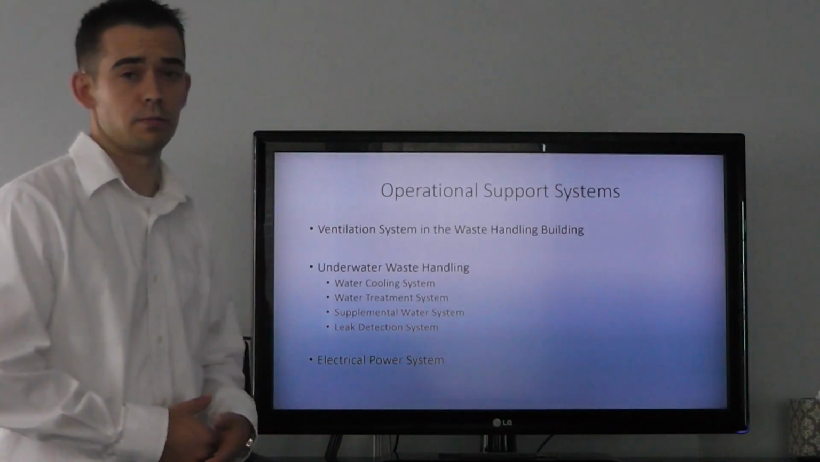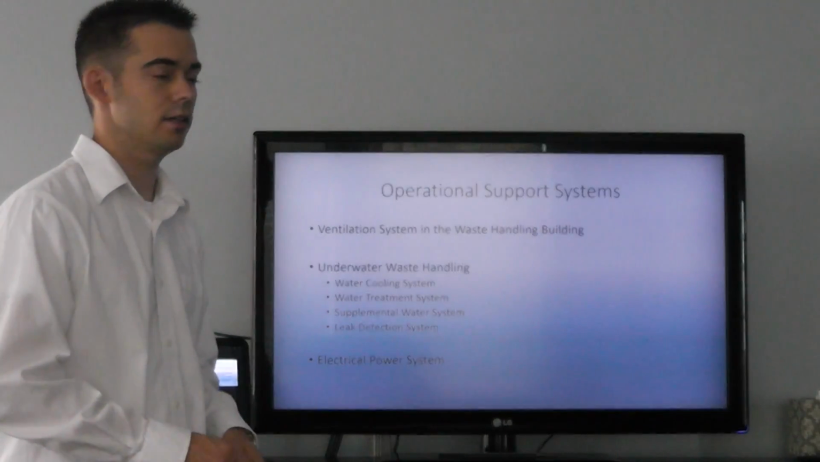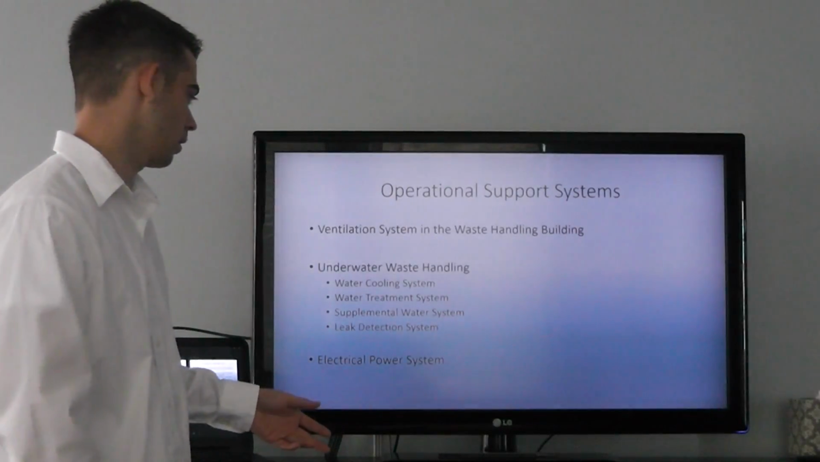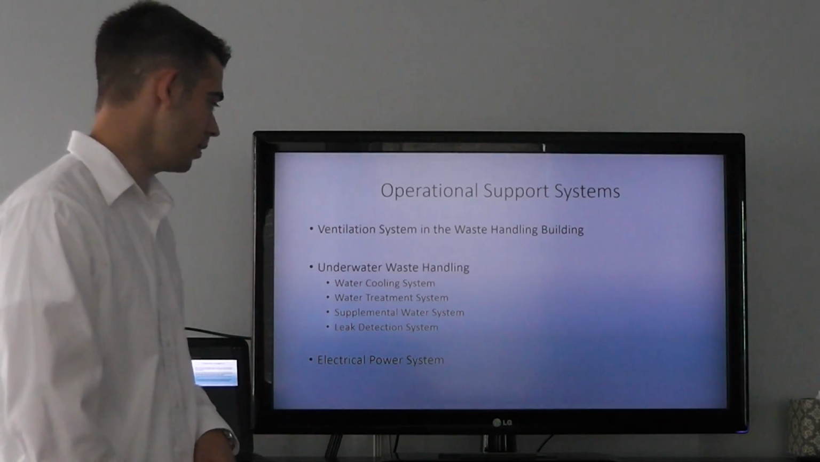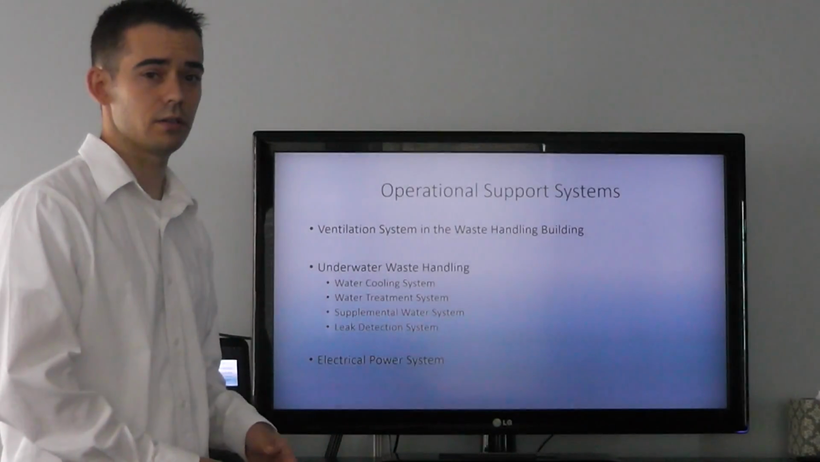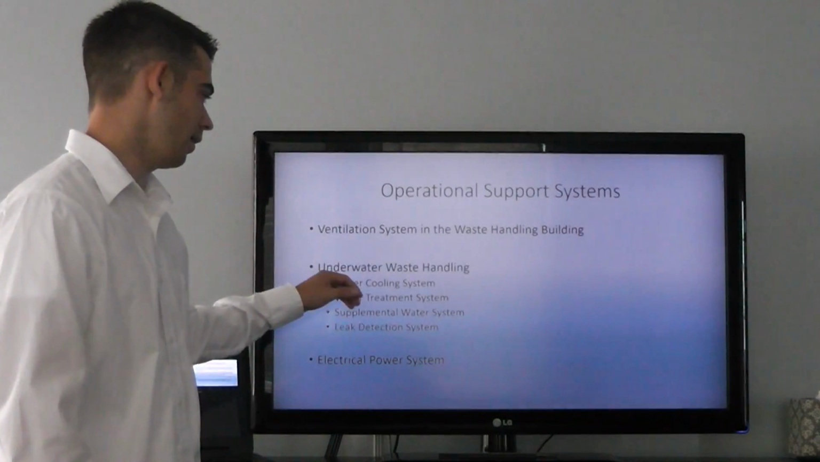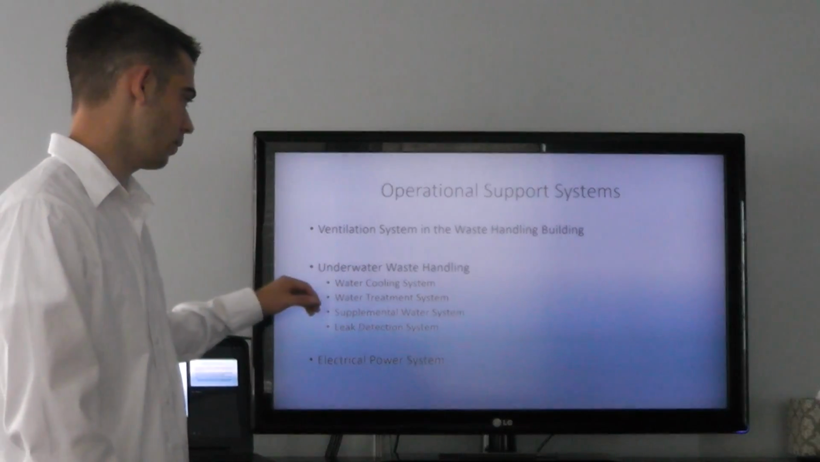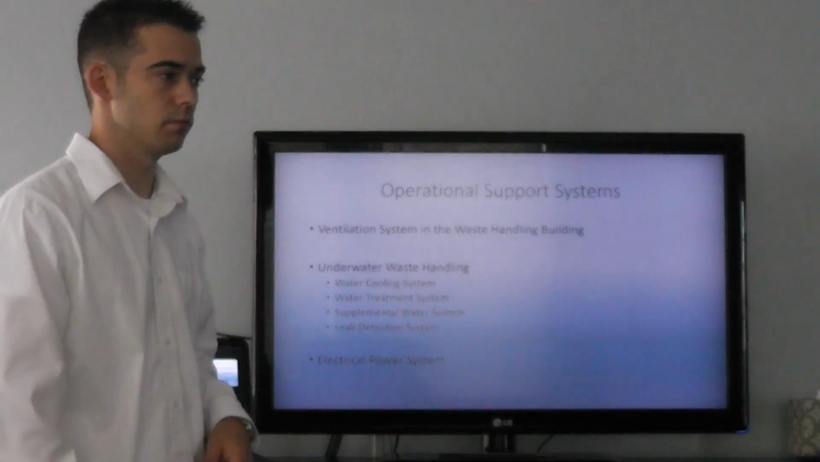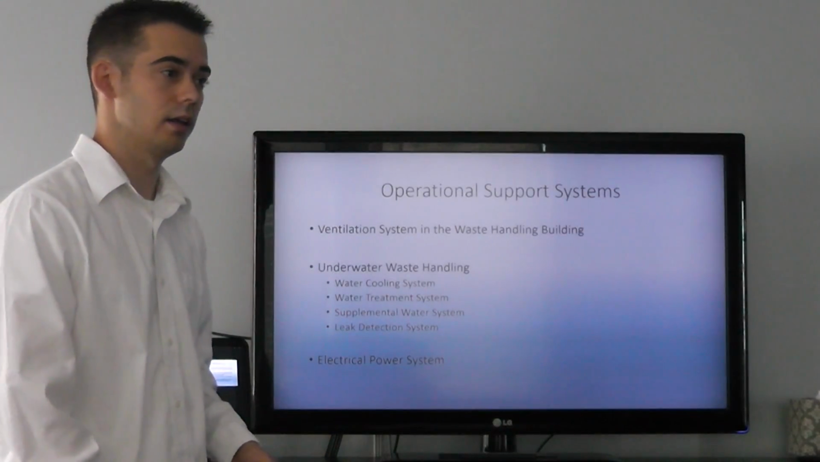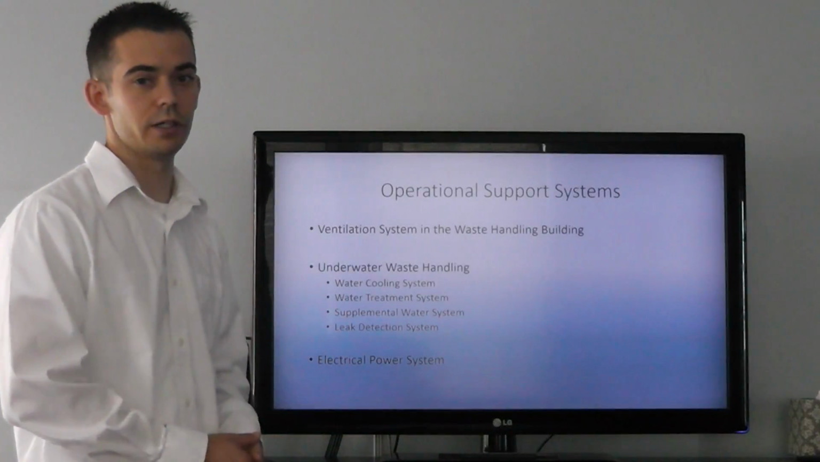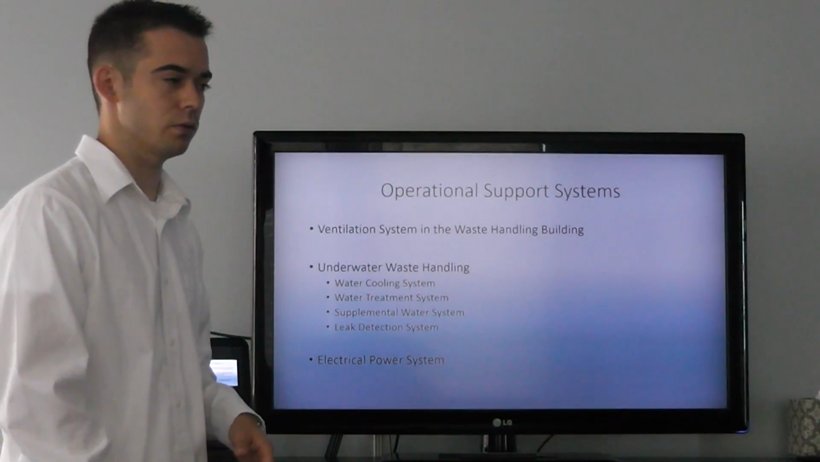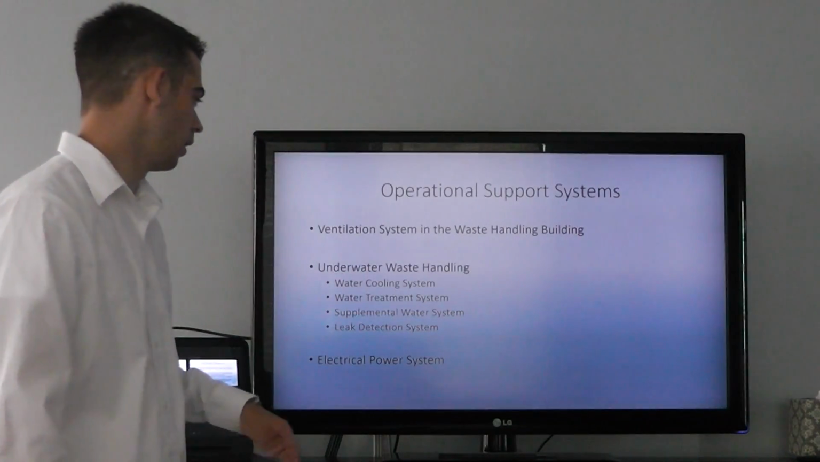It maintains the water at approximately 60 degrees, and this is to prevent evaporation and algae growth. Next system is the water treatment system. It uses a combination of filters, an ion exchanger bed, and an ultraviolet sterilization system. Once again, removing any algae growth in the water, as well as removing any radionuclides in the water, keeping ALARA, as low as reasonably achievable. So we just care about the actual levels within the water and within the waste handling building.